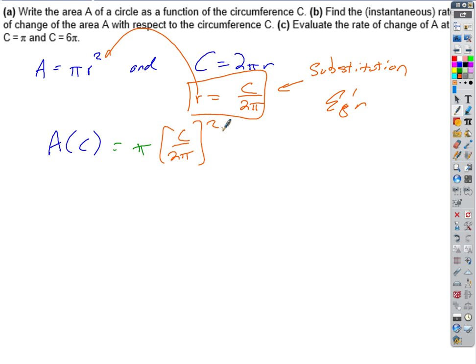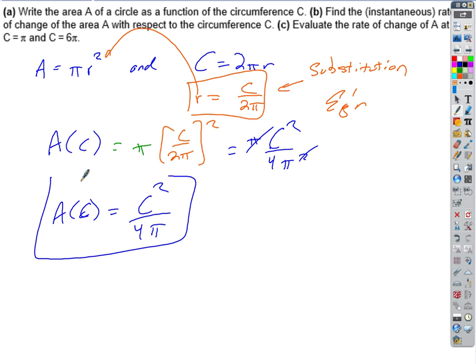Right? So what's that work out to be? Pi times, what is that quantity squared? C squared over 4 pi squared. I can cancel a pi, and I get A of C equals c squared over 4 pi, right? So now I've got area as a function of circumference, okay?